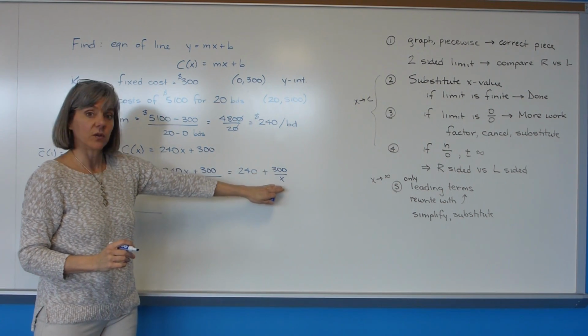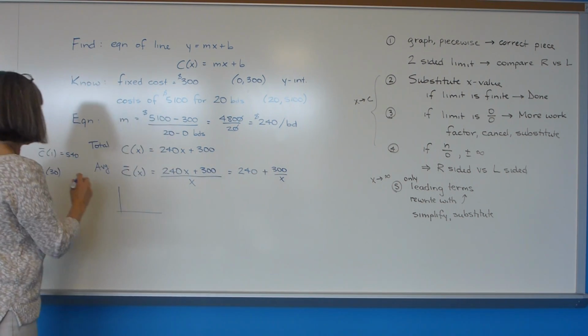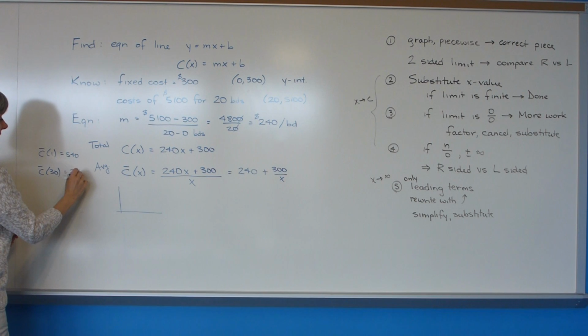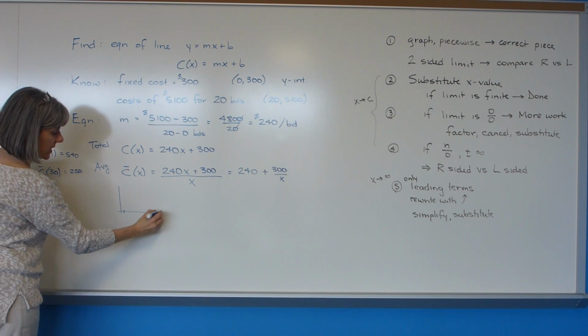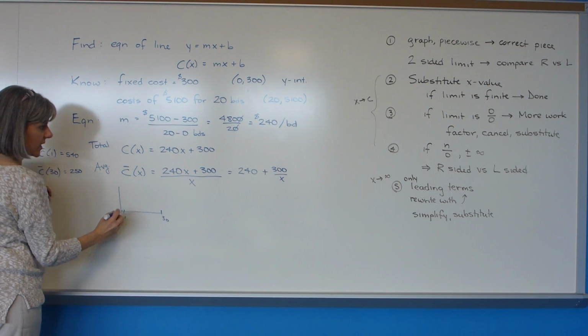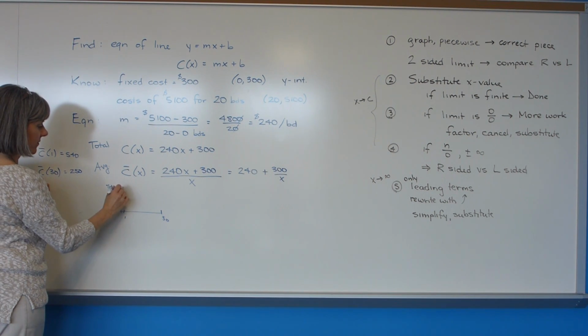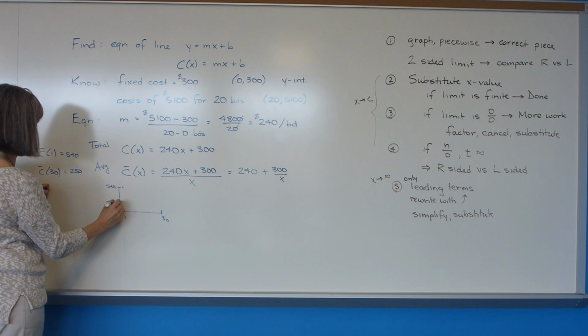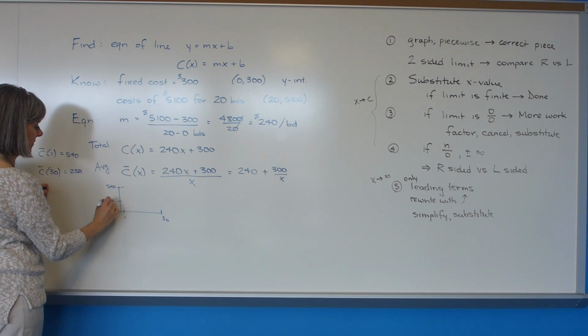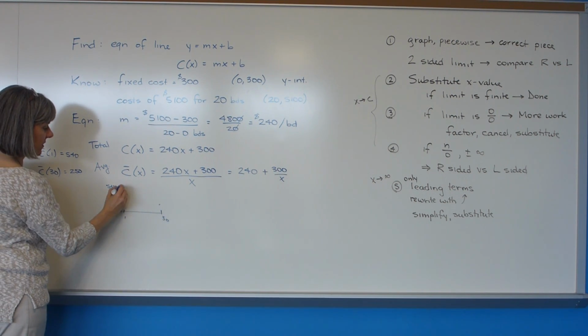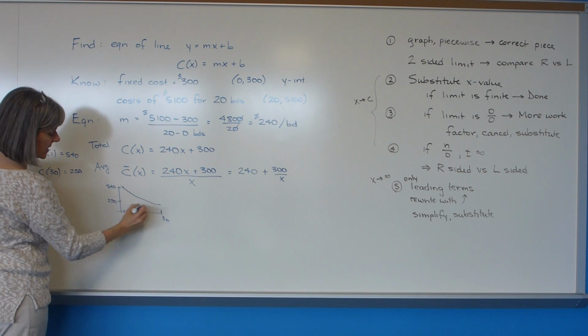240 plus 300 over 30, that would be 10, so 250. So let's go ahead and get those points on. Here's 1, here's 30, and here's 540 up here, and here's 250 here. And so this is going to have a little bit of a curve to it, and it's aiming down.